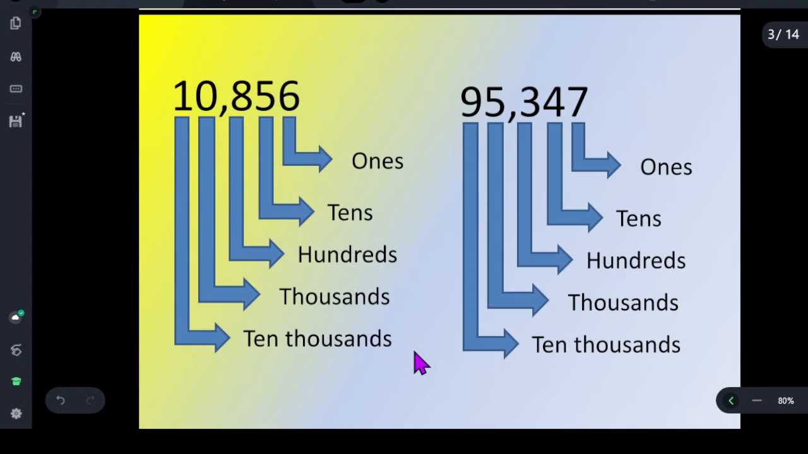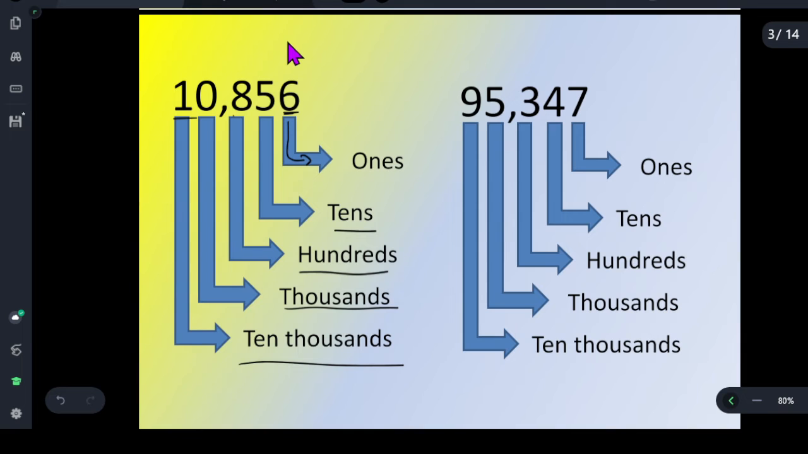So let's start. Here you can see I have written two numbers. One is 10,856 and second one is 95,347. So if I ask you what is the place of 6 in this number, you will say ones. Then we will see what is the place of 5, that is tens. Then what is the place of 8, that is hundreds. What is the place of 0 here, that is thousands. And what is the place of 1, it is 10,000s.